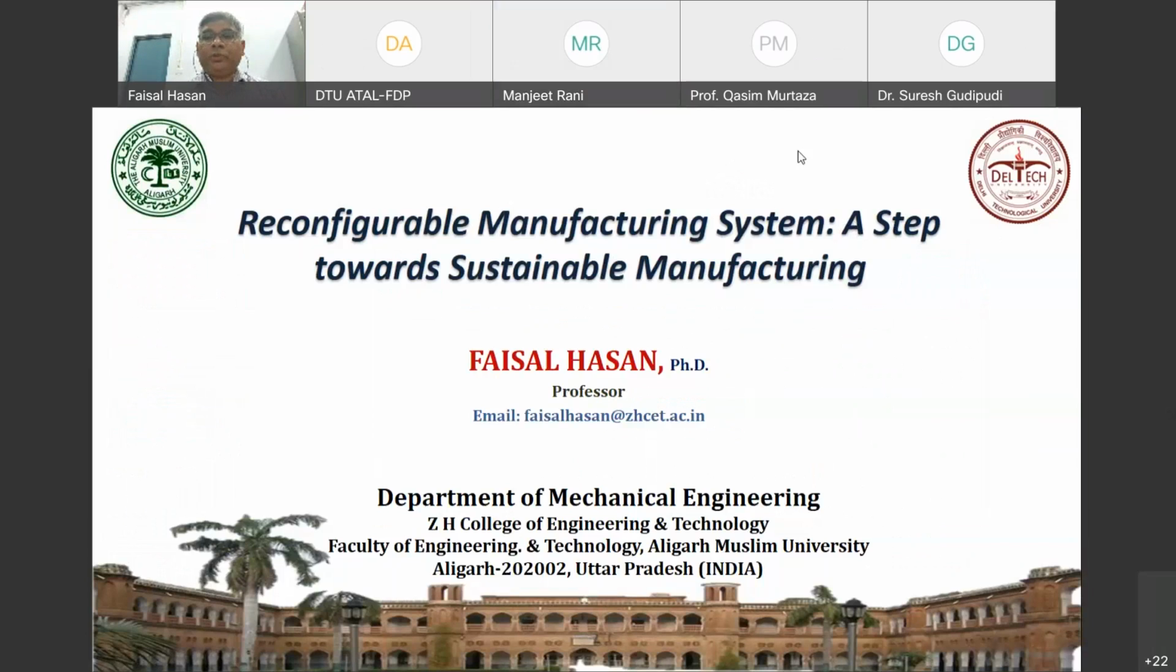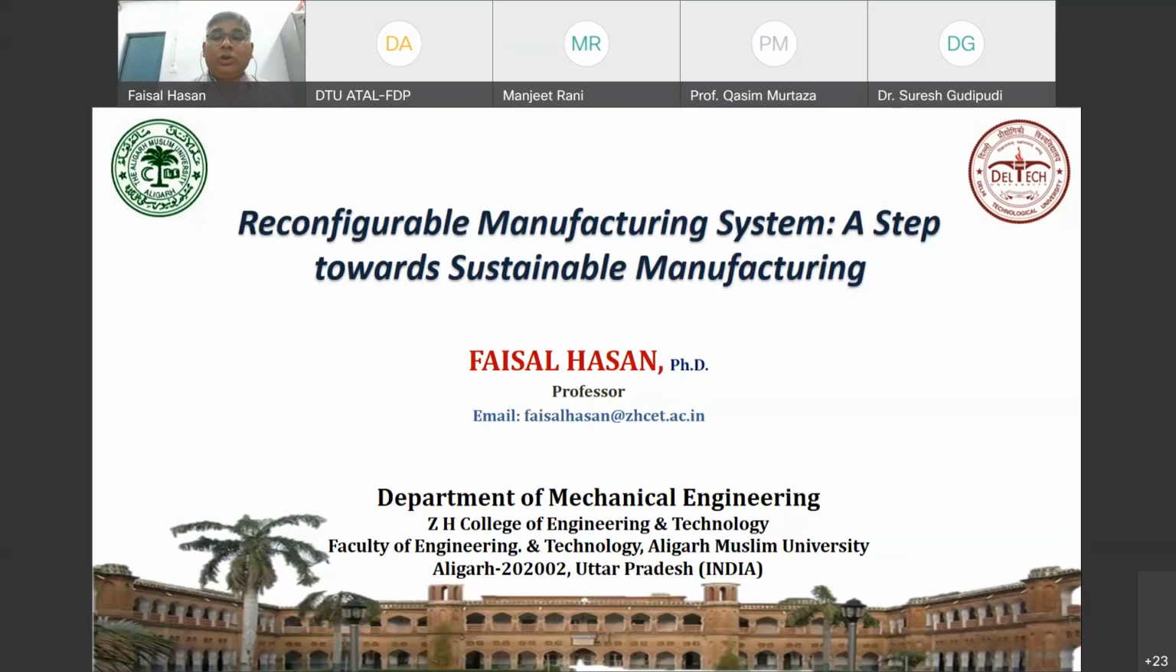So what I would like to discuss with the audience of this program is something about a manufacturing system. To be more specific, something related to what we call a reconfigurable manufacturing system, and how this reconfigurable manufacturing system is basically aiding towards the concept of Industry 4.0. So this will be the broad theme of my talk today.